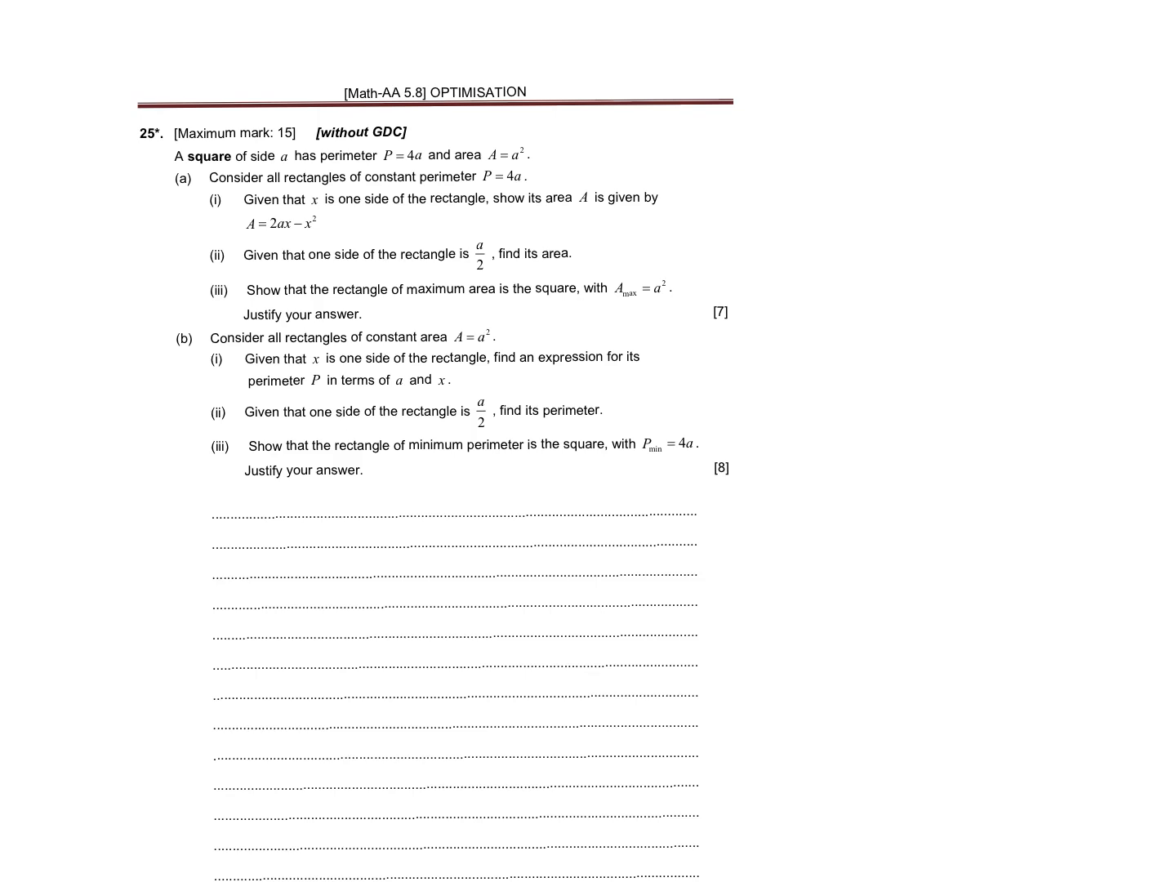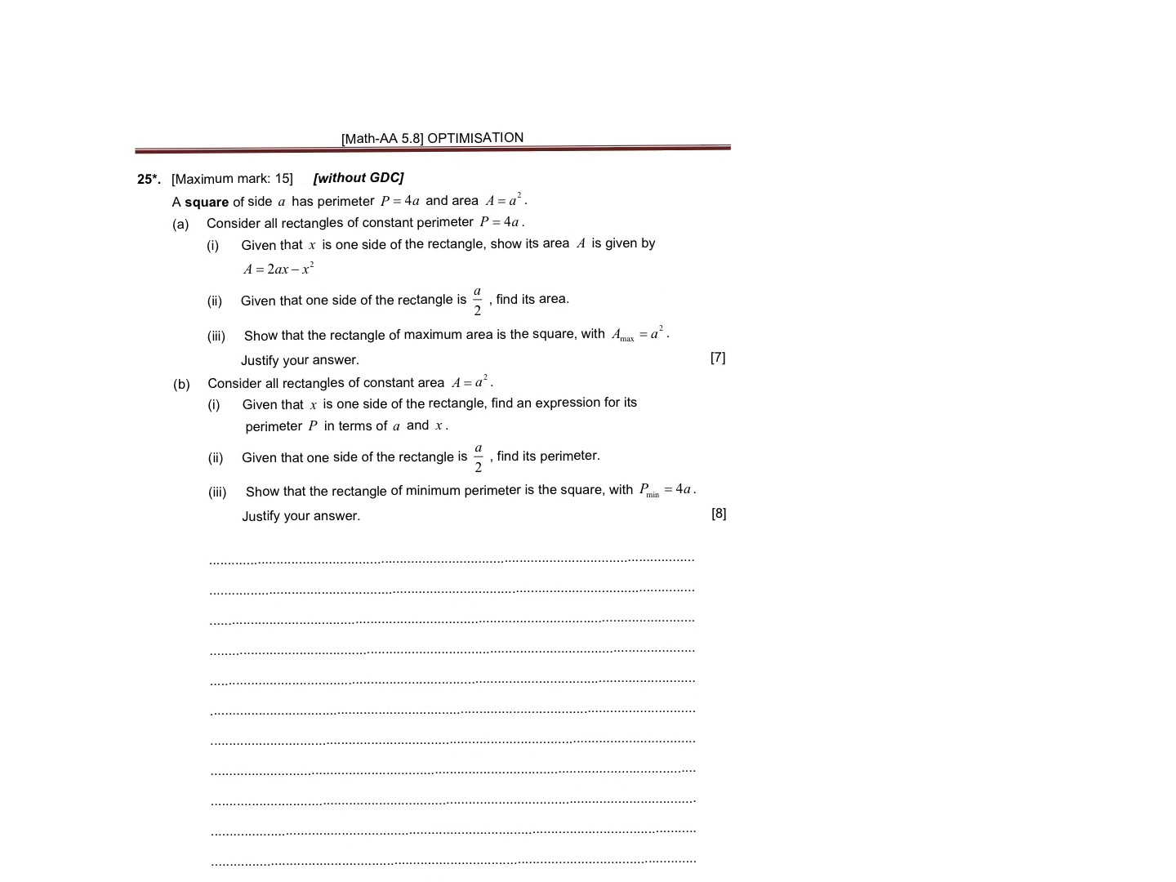All right, a square has side a, perimeter 4a, area a squared. Consider all rectangles of constant perimeter 4a. Given that x is one side of the rectangle, show that its area is given by that.